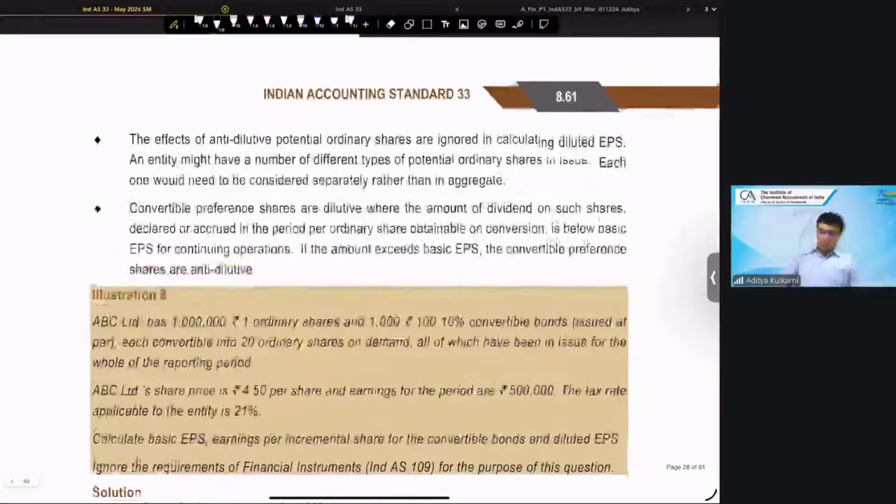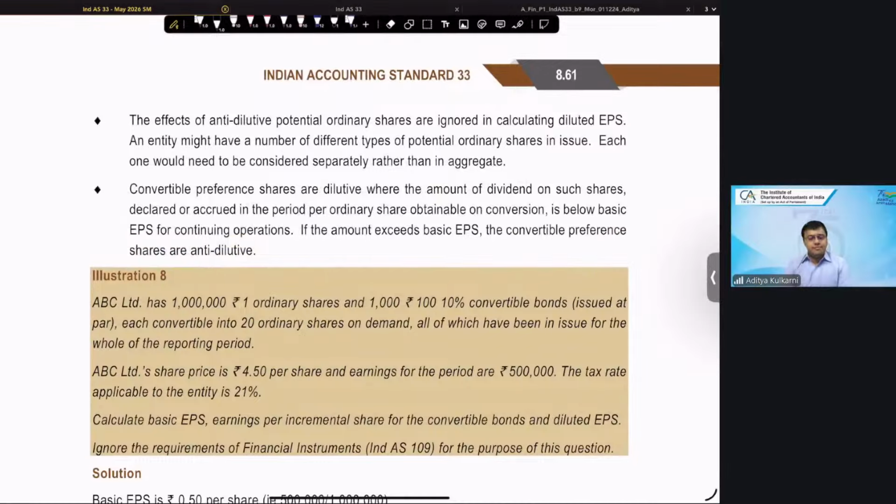Illustration 8. Can you do illustration 8? Let me see. Do question 8.